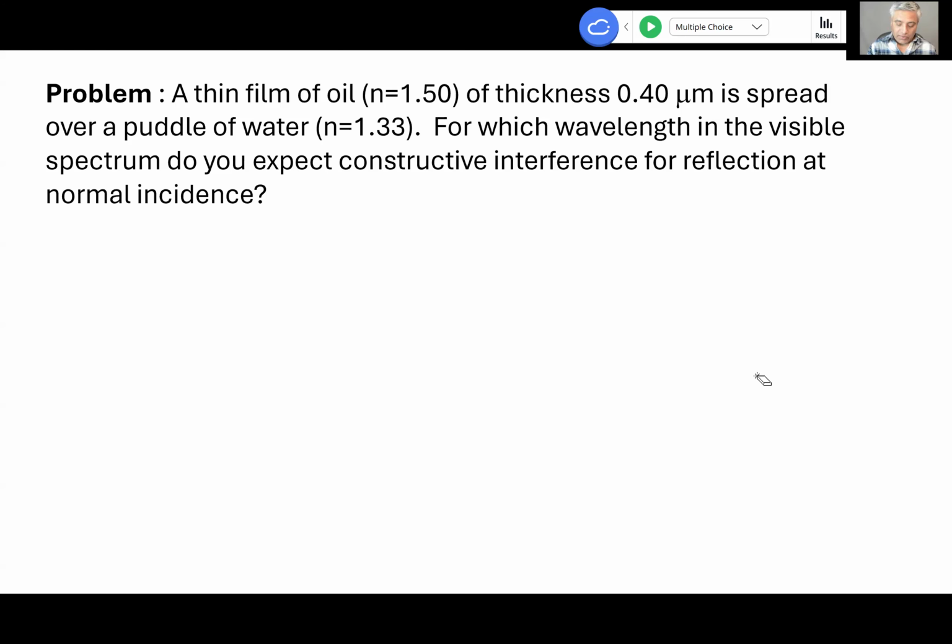So here, just like what we had, there is oil and there is water. Oil is on top of water, and on top of oil there is air, of course, right? So we have this kind of situation, and thickness is given in terms of micrometers. 1 micrometer is 10 to the power negative 6 meters. Okay.